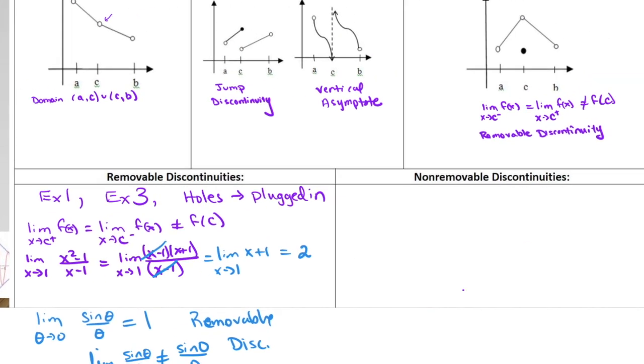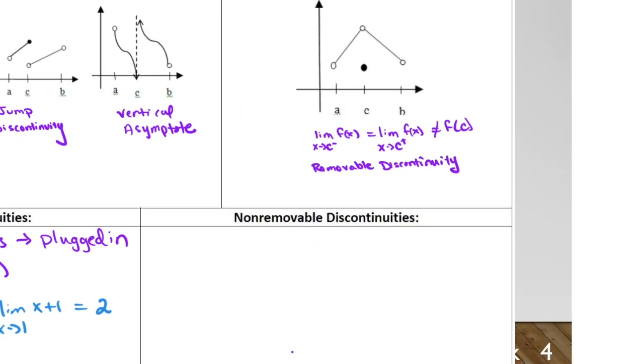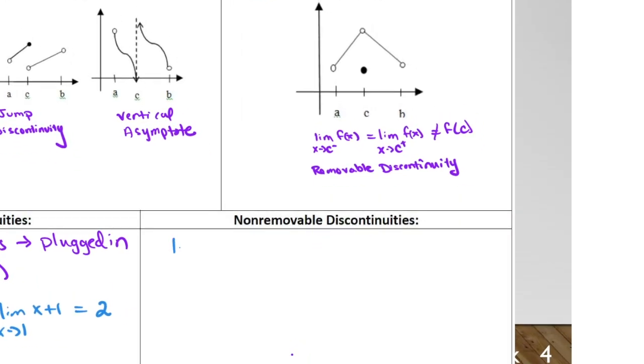Now your non-removable discontinuities, they're a little bit more serious problems going on. Those occur when the limit as x approaches c from the left of your function does not equal the limit as x approaches c from the right of your function.